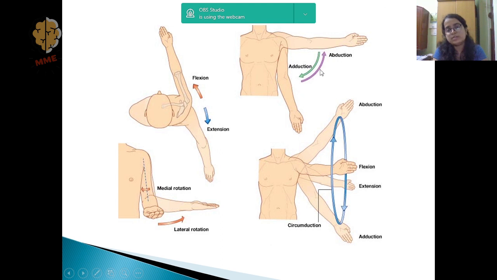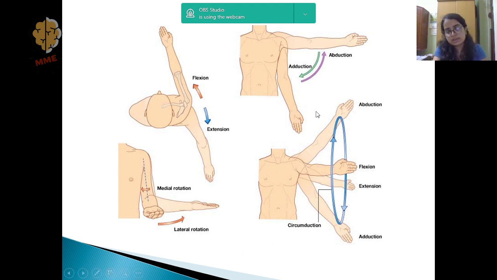So here you will also see other movements. This is abduction and adduction. Abduction means the arm is moving laterally away from the body, and adduction means moving posteromedially towards the body. Medial rotation and lateral rotation at the shoulder joint are best seen when the elbow is kept in a mid flexed position, that is, the upper limb is in a mid flex position. Medial rotation means the limb is moving medially towards the body. Lateral rotation means moving laterally away from the body.